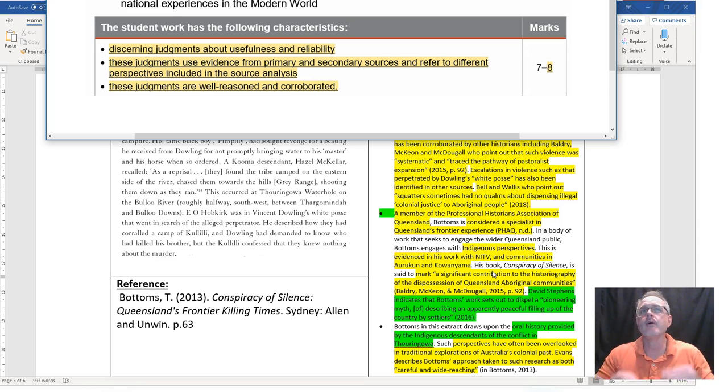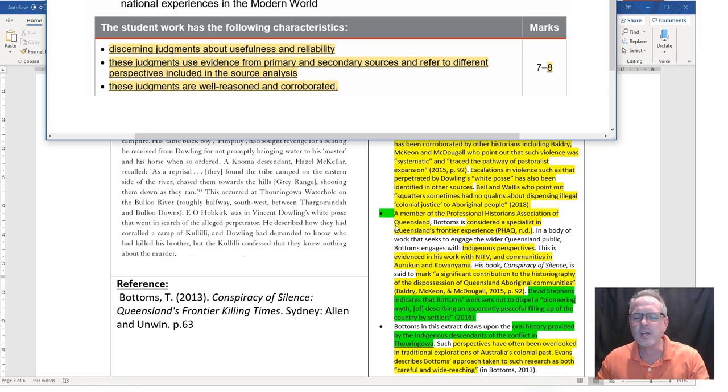Now, I have to evaluate the source's usefulness and reliability. How might I do that? I look at the quality of the author, the authority of the author in what they're saying. How are they respected? How are they seen by their peers? Have they done the hard yards of work within the professional community that they're a part of? Let's have a look. Well, Bottoms is a member of the Historians Association of Queensland.